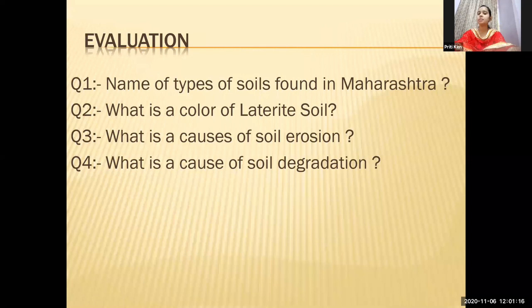Laterite soil, very good. Coarse soil, very good. Red soil is also known as laterite soil. Laterite soil is nothing but reddish orange in color. Yellow brown soil, black soil, very good. I didn't expect that everybody would say all the five soils. Good memory you are having.